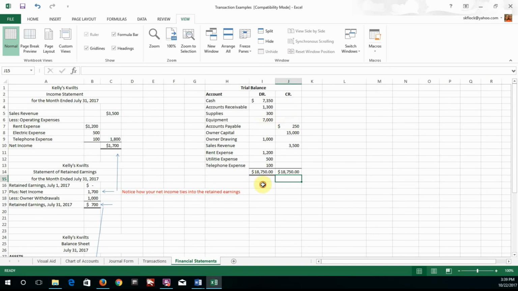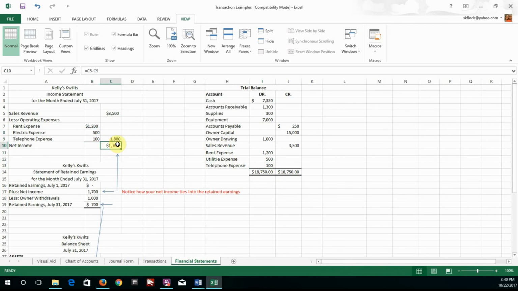Again, in a computerized accounting system, all of this is created at the touch of a button for you, but for the purposes of learning accounting, you have to learn this manual process to understand the flow. Once you've got all of your data summarized on your trial balance, you can create your financial statements. You'll notice here on my income statement, I've listed the revenue and all of the expenditures, and we've calculated what our net income is.